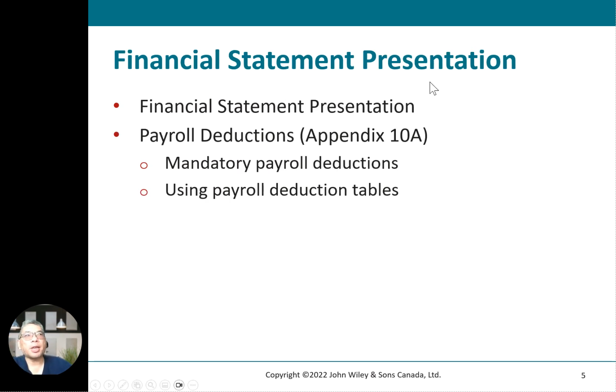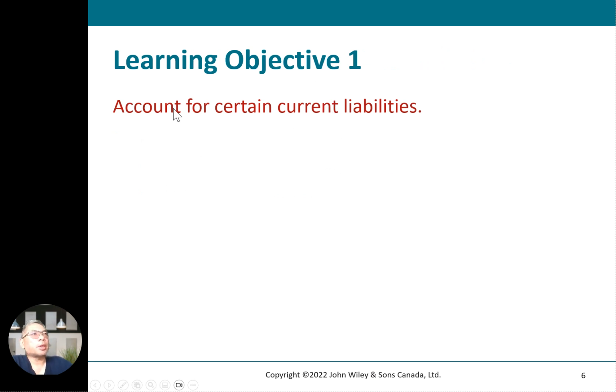Next, financial statement presentation is one of the things we're going to discuss, and then payroll deductions, in terms of Appendix A, mandatory payroll deductions, and using the payroll deduction table rates. So we're going to discuss it later. Learning objective 1: account for certain current liabilities.